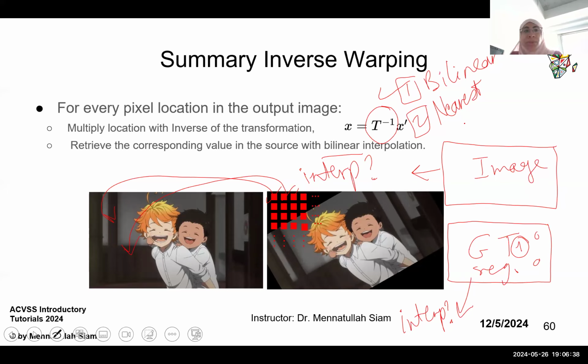So 1 or 2? What do you think? You can take a guess, it's okay. So would you use 1 for bilinear or 2 for the nearest for the ground truth segmentation? Anyone wants to suggest? Again, don't be shy.